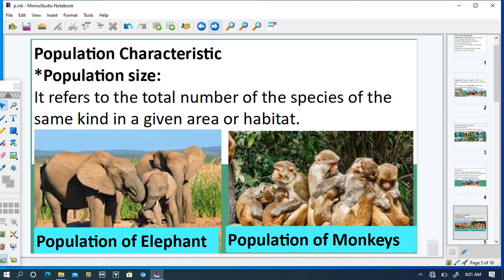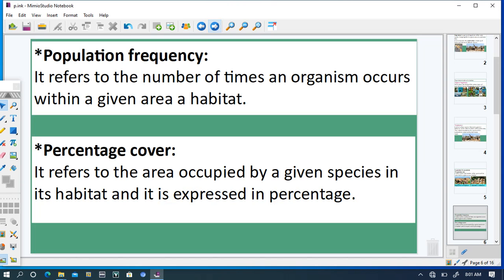The first one has to do with what? The population size. Population size refers to the total number of the species of the same kind in a given area or habitat. While population frequency refers to the number of times an organism occurs within a given area in a particular habitat. And percentage cover refers to the area occupied by a given species in its habitat, and it is expressed in percentage.